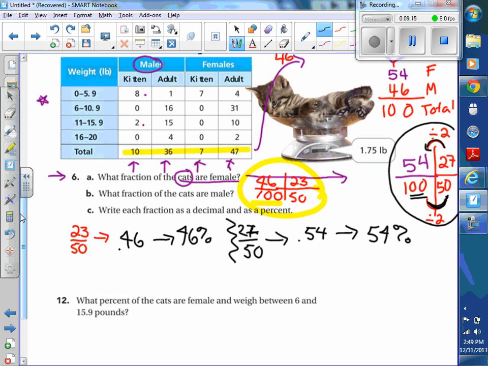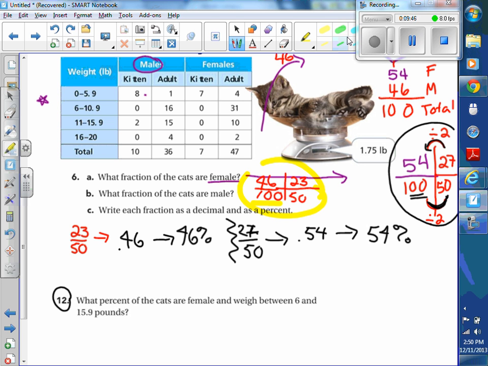So Echo, when you look at the next one, what part of the chart on number 12 am I really using? It says, what percent of cats are female and weigh between 6 and 15.9 pounds? Do you guys agree, the adults? We're only looking at the adults? Because there's no kittens in the 11 and 15.9 row. There's no kittens there.